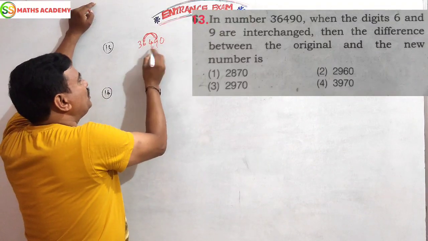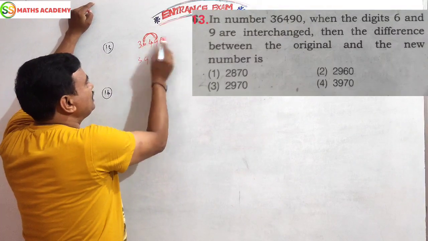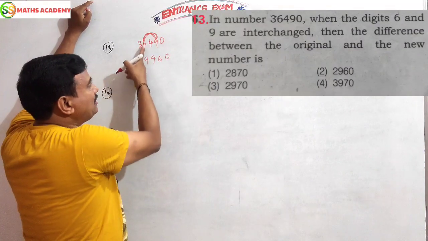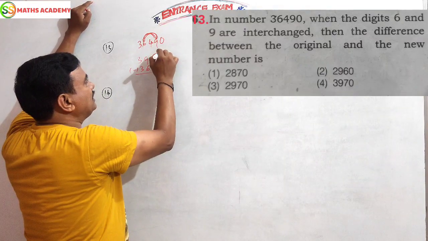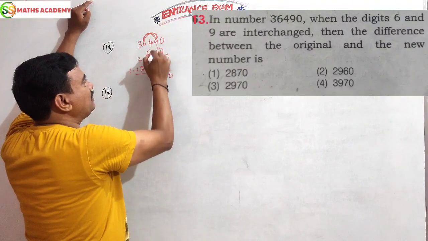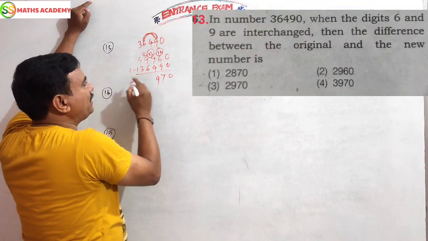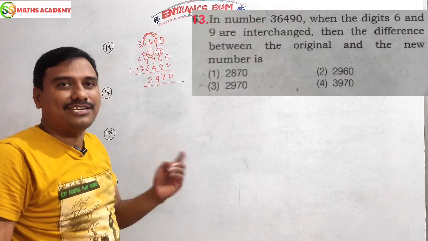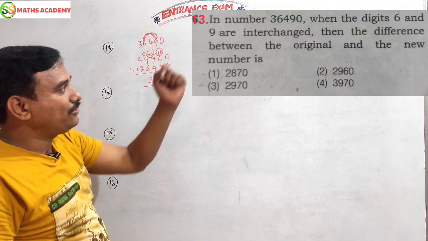Simple. First you have to interchange. 3 stays, 4 stays, 0 stays. 9 will come here, 6 will go to that side. It becomes 39,460. Now this is the big number and this is the small number. Write again and take the difference. 0, 16 minus 9 is 7. Here 3 is not possible, again carry 10, 13 minus 4 is 9. Here it becomes 8 minus 6 is 2. 2,970 is the answer. That will be the third option.